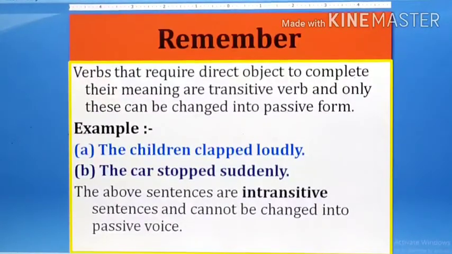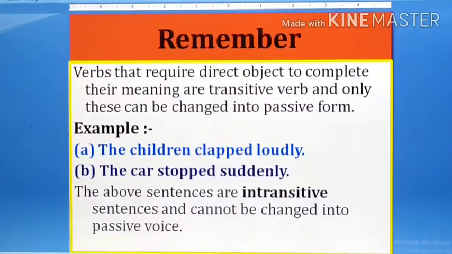Just now I told you in the previous slide that when we have an object, that is a transitive verb, then only can we change it into the passive form. Remember this: first of all you have to see whether the sentence has an object or not. When there is no object, simply write "no passive voice," because no object is there. And when an object is there, then we can easily change it into passive voice. Some formulas we have to just remember.